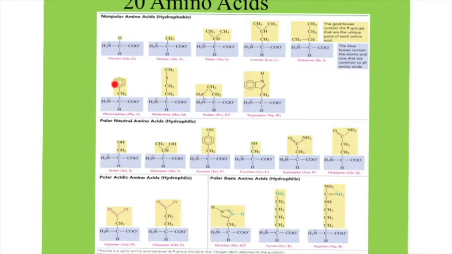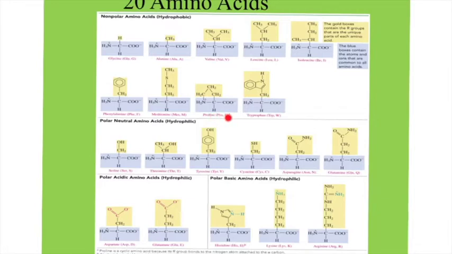Phenylalanine has a benzene ring with a CH2. Okay, nonpolar. Methionine has a CH2, and then a sulfur atom with a CH3.